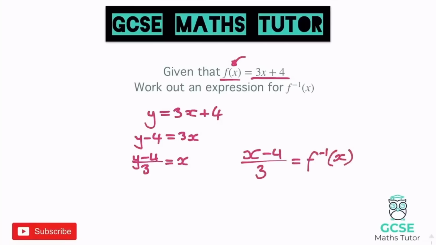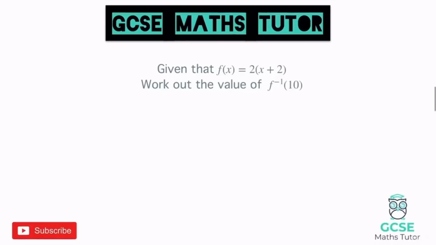Think back to the logical idea there. We said the inverse would reverse timesing by 3 and adding 4. You would take away 4 and divide by 3, and that's what's shown in the inverse function: x take away 4 and then divide by 3. So all we do is write y equals instead of f of x, make x the subject, and then swap x and y. So 3 little steps there with some rearranging. Let's have a look at another one.